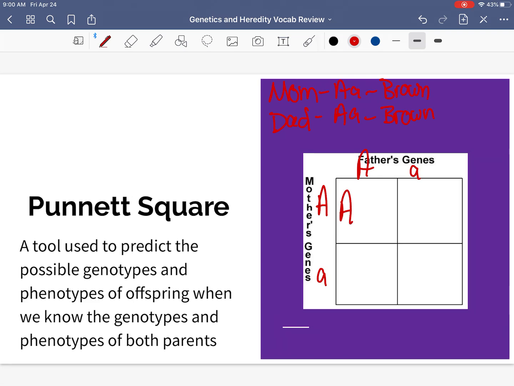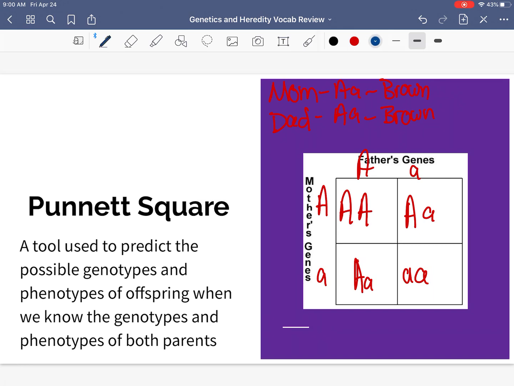So what's on the top? A big A. What's on the left? A big A. What's on the top? A little a. And over on the side is a big A. Remember, those big A's always come first in the genotypes no matter where they come from on the Punnett square. Up on the top we have a big A. Over on the side we have a little a. Up on the top we have a little a. Over on the side we have a little a. So now we've filled out the whole Punnett square.